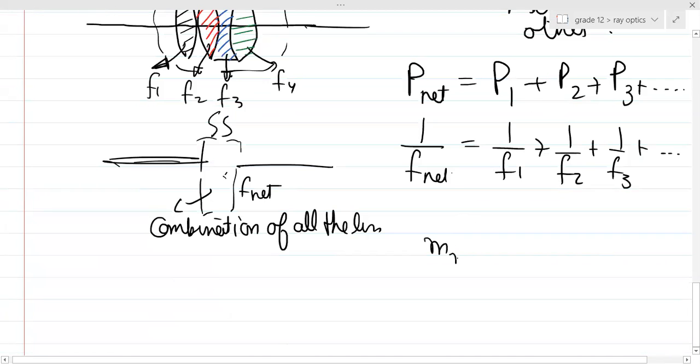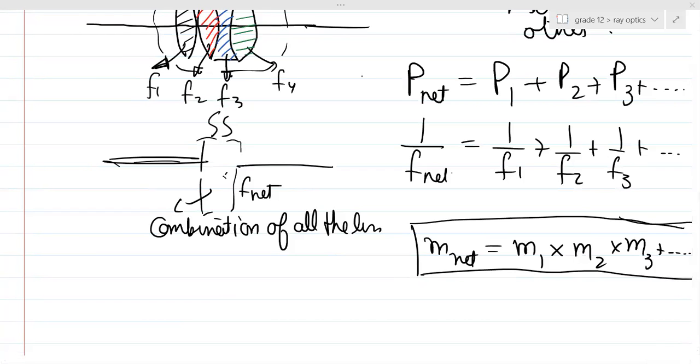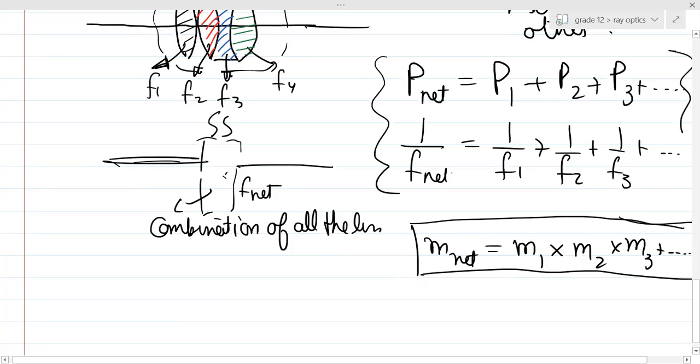But the magnification, I'll just write the formula. The net magnification created by all of them is basically the multiplication of the magnification produced by each individual one. Okay, ये standard results हैं तो लिख लो. Is it clear? You understand what will happen when you combine 2-3 lenses, right? Okay, is it clear?